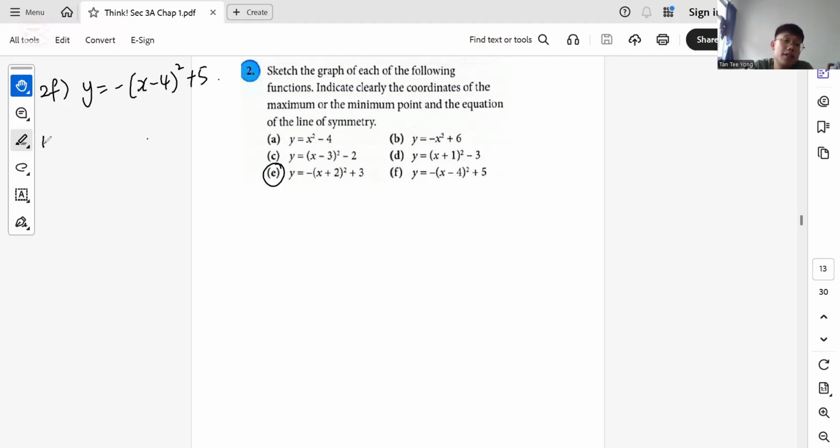Okay, so first point, smiley or sad. This one is sad. How do I know? Because if I were to expand this out, I will get -x squared, so my coefficient of x squared becomes negative. So it's a sad face graph.